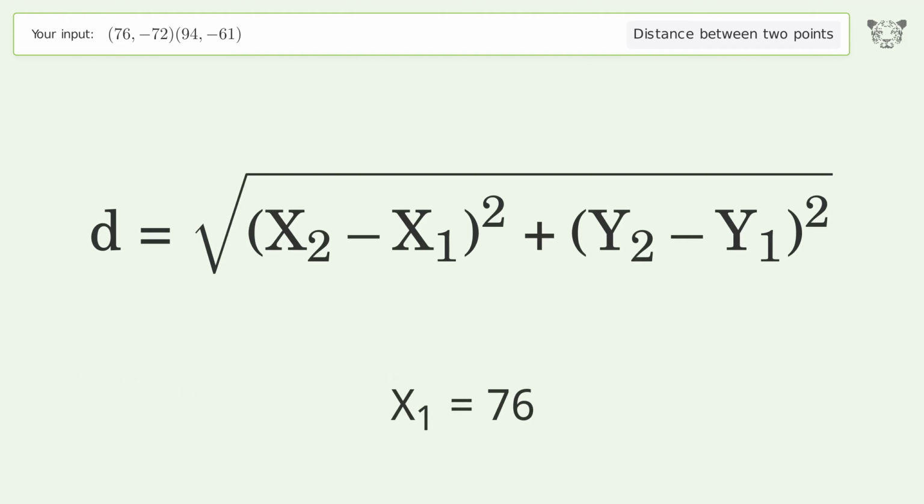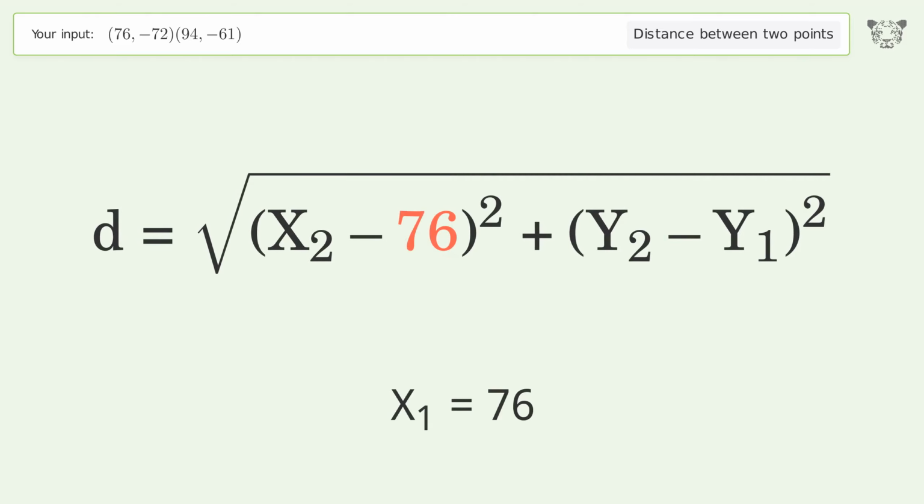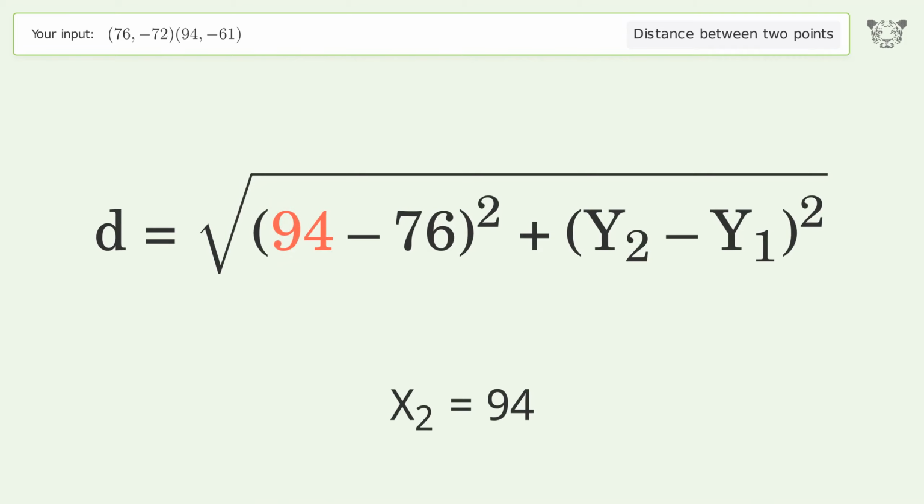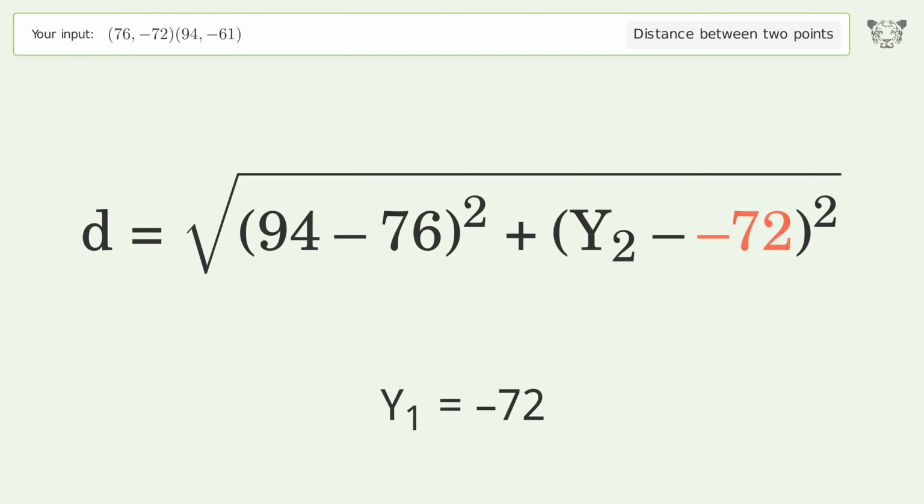x1 equals 76. x2 equals 94. y1 equals -72. y2 equals -61.